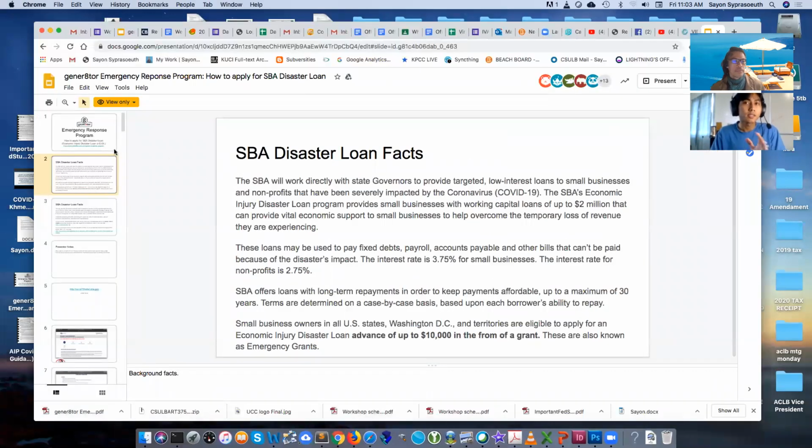Also, upon filling out the application, you are eligible for a $10,000 advance. The purpose for this advance is just to try to get capital in the hands of business owners as soon as possible. We'll touch on more about that as we move forward. So next.